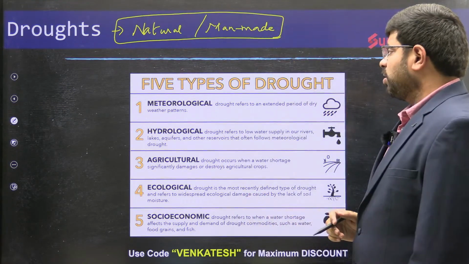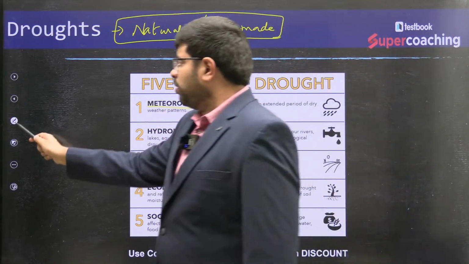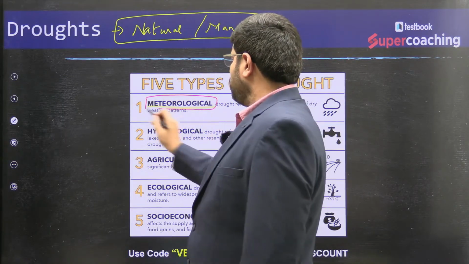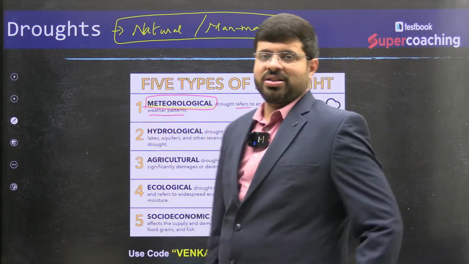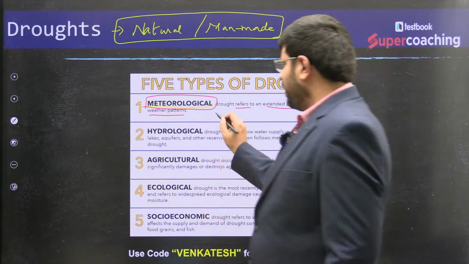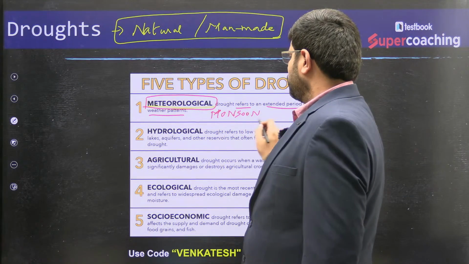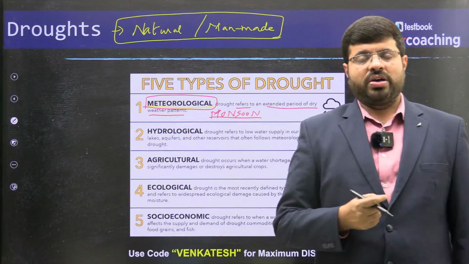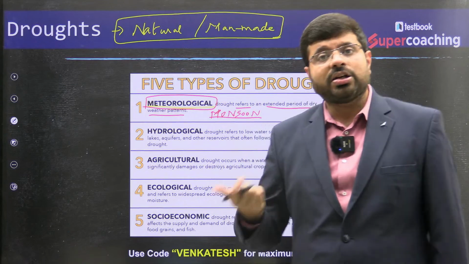So the first one, meteorological drought. What do you mean by meteorological drought? Meteorological drought, you can see here, refers to an extended period of dry weather patterns. Say this year, El Nino, monsoon. In India, monsoons are the main source of rainfall, right? So whenever there are breaks in the monsoon, whenever there are prolonged delays of monsoon, that might lead to a drought.